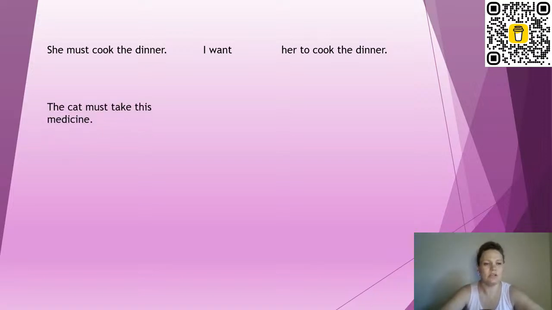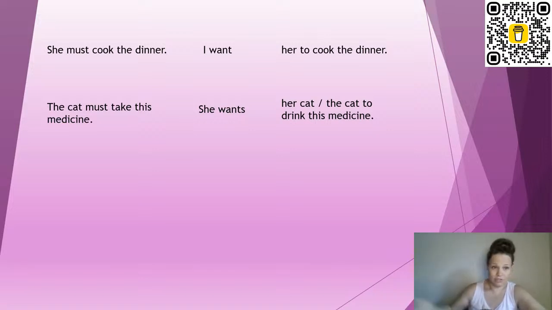The next sentence. The cat must take this medicine. She wants, we have the cat. Oh, we can leave the cat. She wants the cat to drink this medicine. Or we can add, she wants her cat to drink this medicine. And we can also say she wants it to drink this medicine. But still, if we know the gender of the cat, it is better to say she wants her or him to drink this medicine.